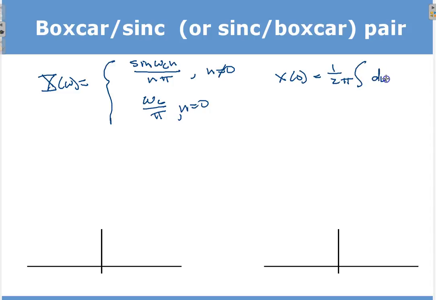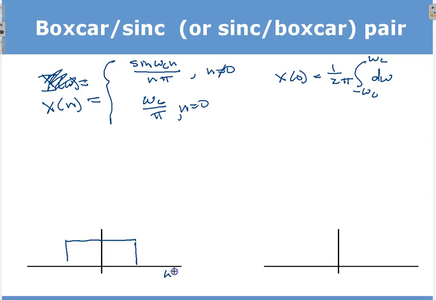It turns out to be just d omega from minus omega c to omega c. And if you go through this, this is what you get. Okay, so the pair then, if we draw it out, we started with something that looks like this. Oh, I'm sorry, this is wrong. That is x of n. Right, we start with x of omega, and we get x of n.